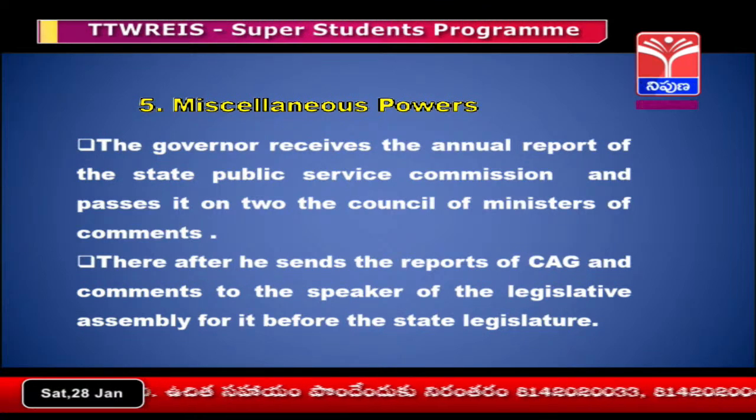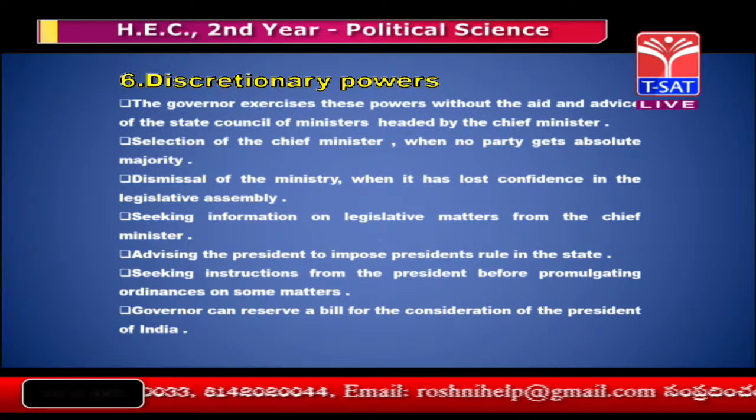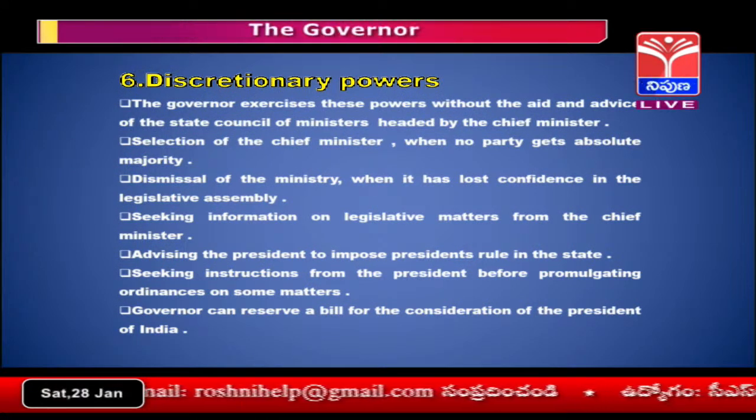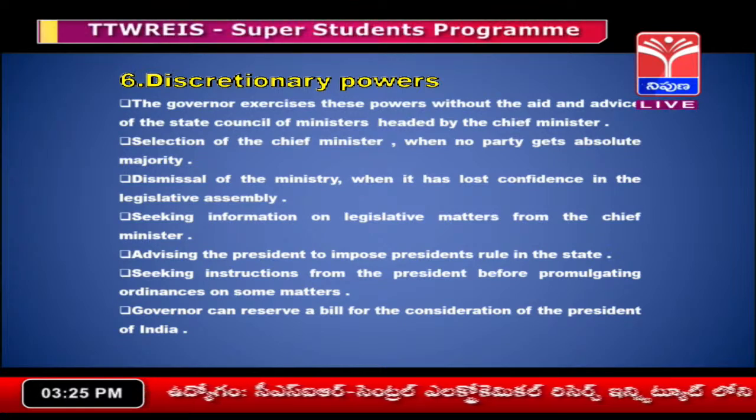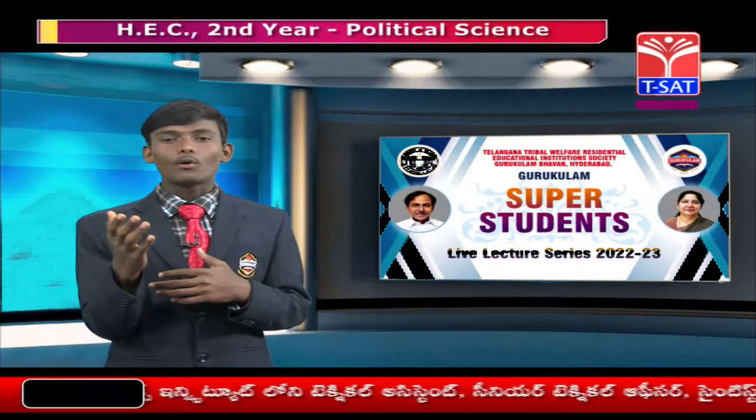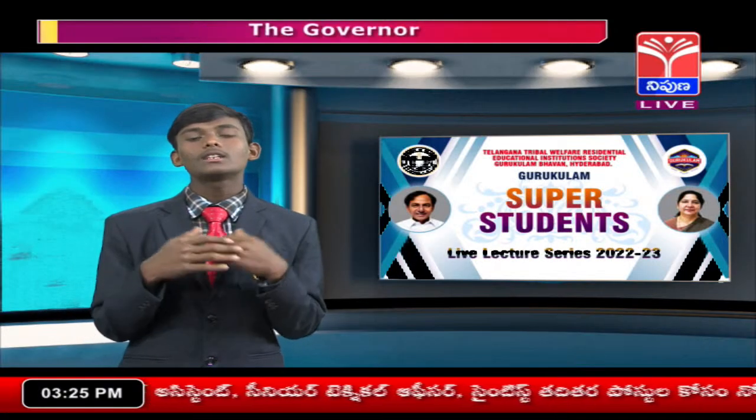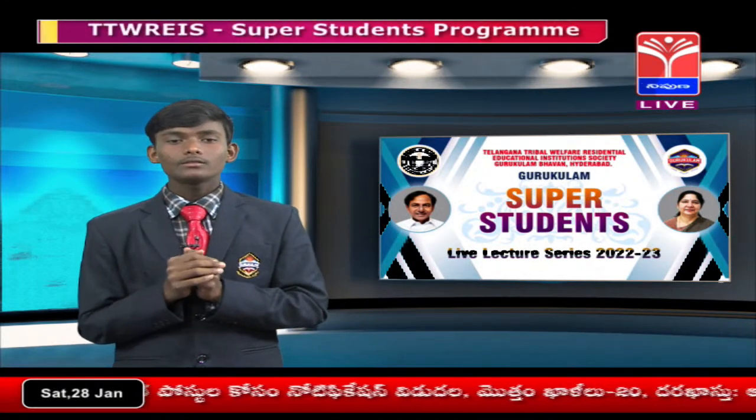And we will move to the next powers, that is the discretionary powers. Listen carefully, friends, these are very important powers of the governor. The governor exercises these powers without the aid and advice of the State Council of Ministers, headed by the Chief Minister. What are they? Let's see.